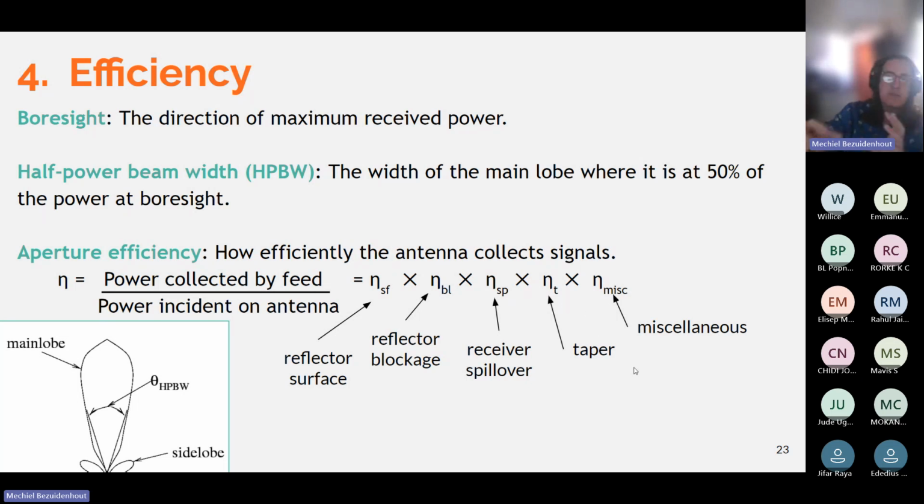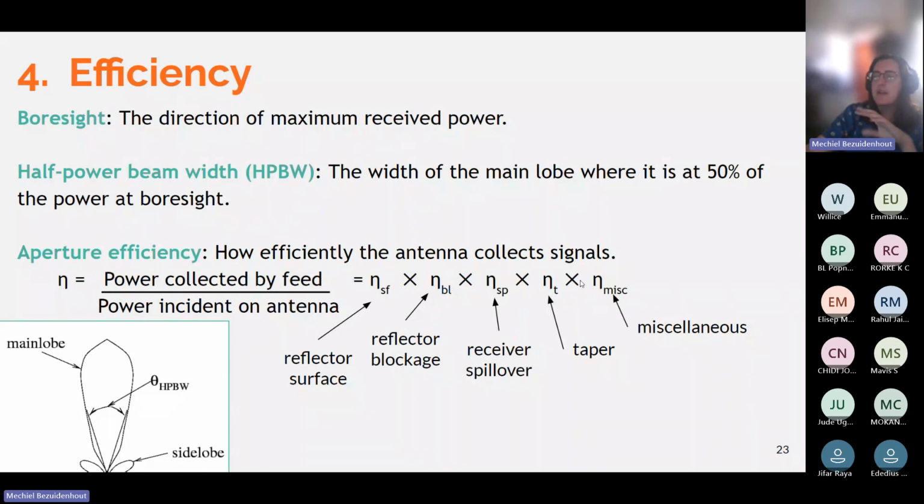Then there's the taper efficiency. This again refers to the fact that the dish is not equally sensitive everywhere. It's most sensitive at the center of the dish, and then the sensitivity falls off, it tapers, as you go further out towards the edges of the dish, and that's called the taper.